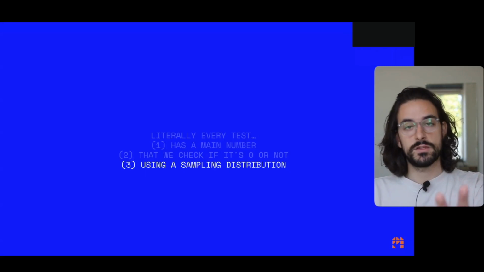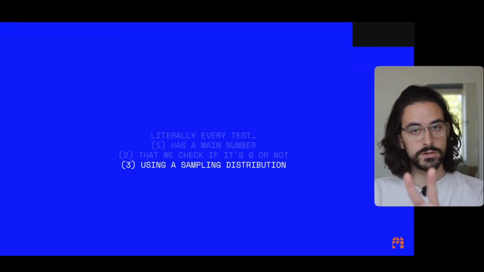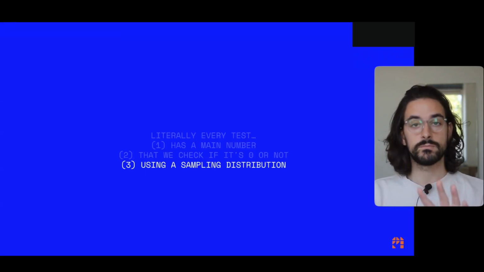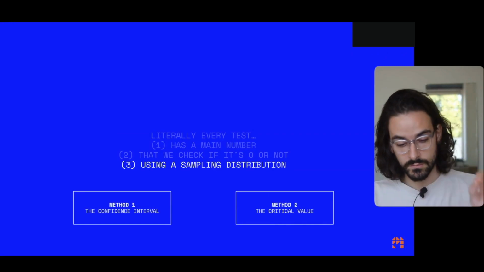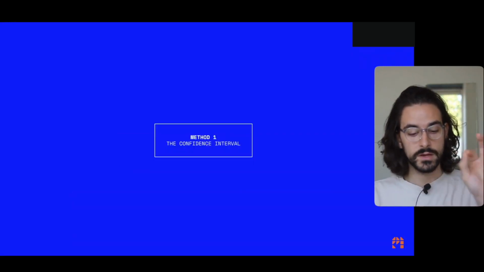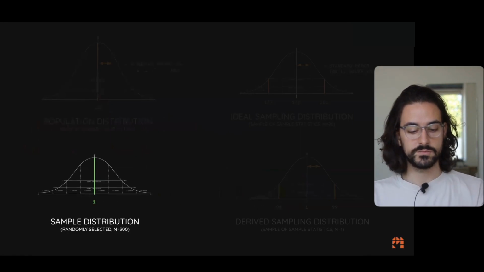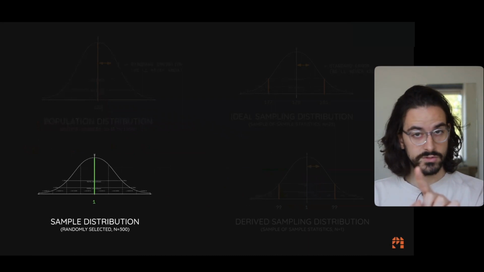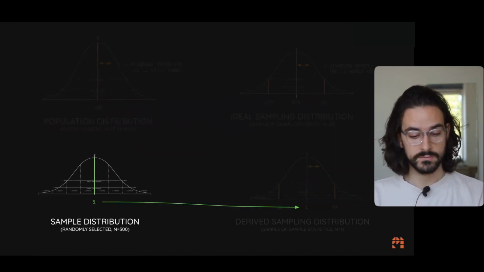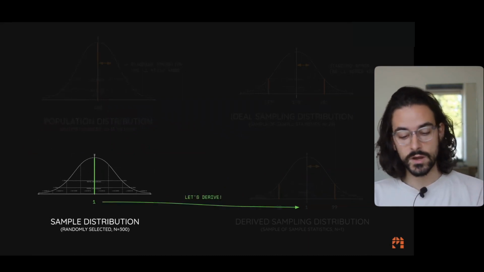Under this third method, using a sampling distribution, we have two methods that we're going to learn, and they're both very important: confidence interval and critical value. Let's start with the confidence interval. Starting from this distribution, we have our sample, our main number in the sample, and the number is 1. So we have that number there.